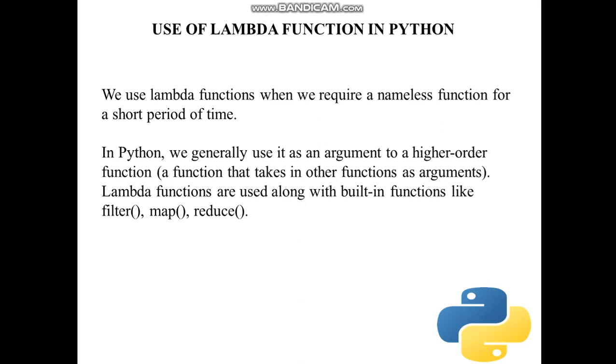Now what is the use of lambda function in Python? We use lambda function when we require a nameless function for a short period of time. In Python, we generally use it as argument to higher order function, a function that takes in other functions as argument. Lambda functions are used along with built-in functions like filter, map and reduce. So these are three functions which are used with the lambda function.